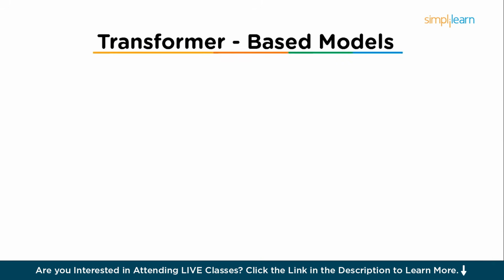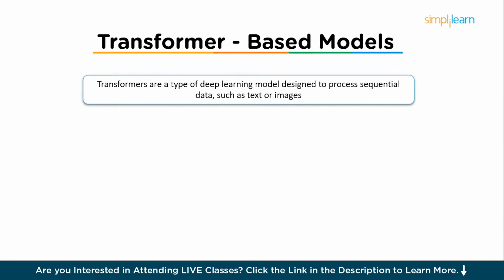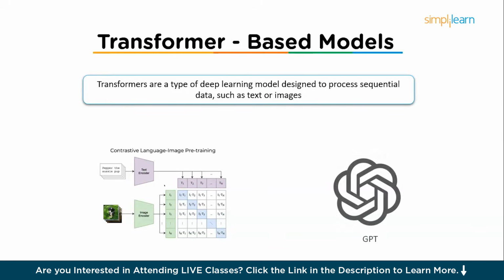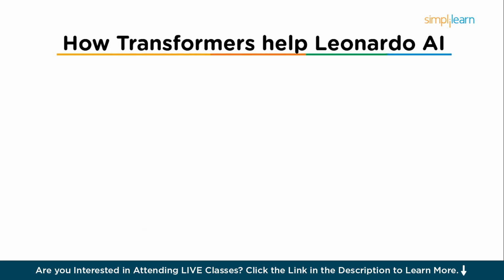So what are transformer-based models? Transformers are a type of deep learning model designed to process sequential data such as text or images. Models like CLIP, the contrastive language image pre-training, and GPT use transformer architectures to understand language and map it to visual elements. So now we'll understand how transformers help Leonardo AI.